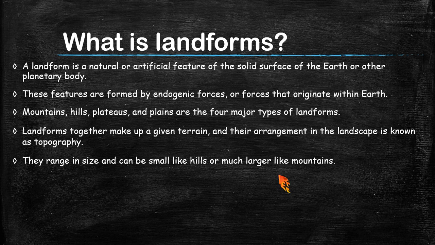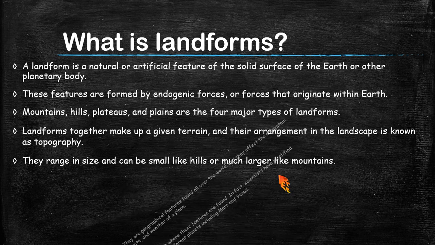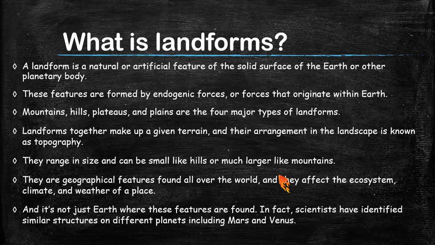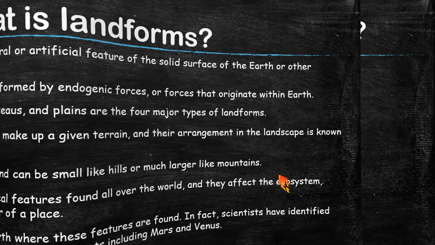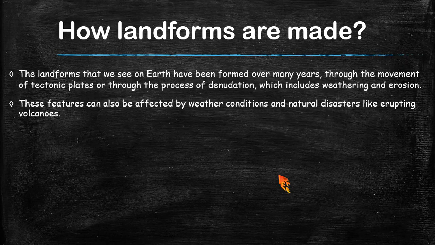They range in size. They can be as small as a hill and can be as large as a mountain. These geographical features are found all over the world, and they affect the ecosystem, climate, and the weather of a place. And it's not just Earth where these features are found. Scientists have also identified that landforms are also found on different planets, including Mars and Venus.